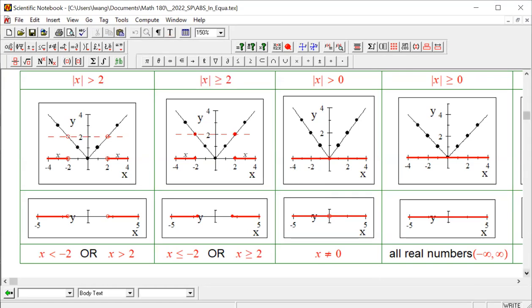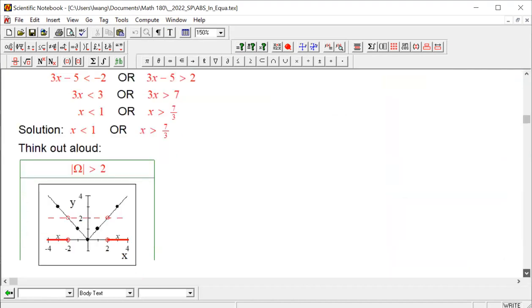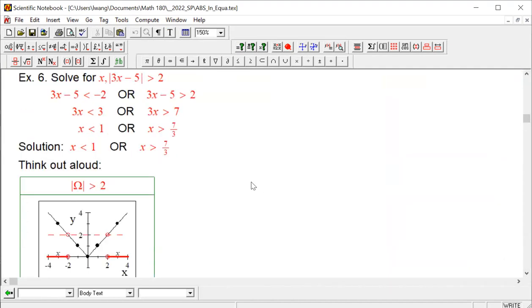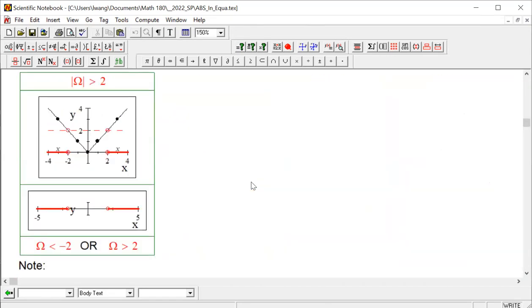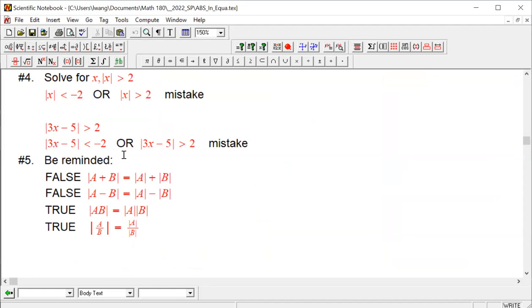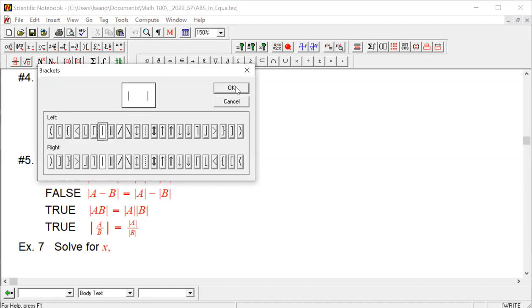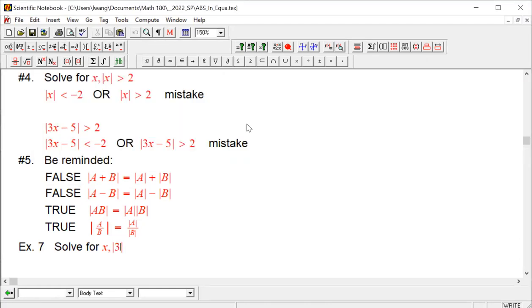So let's do a couple more examples. This lesson is fairly long, but it is very important that you don't make those mistakes. Let's work on example number 7. This time we still have solve for x, and the inequality: 3x minus 1 is larger than or equal to 2.